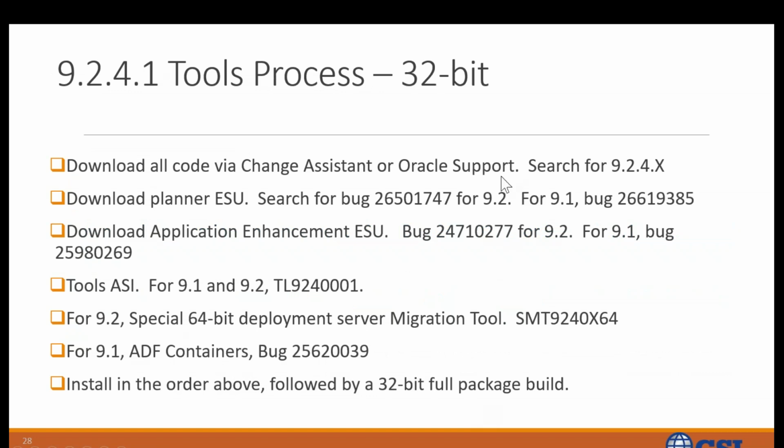Okay, so when you talk to the folks at Oracle, although you could go directly to a new 64-bit system, Oracle is still recommending a phased approach. The phased approach is to first install the 32-bit version. And this is the process for doing the 32-bit version.